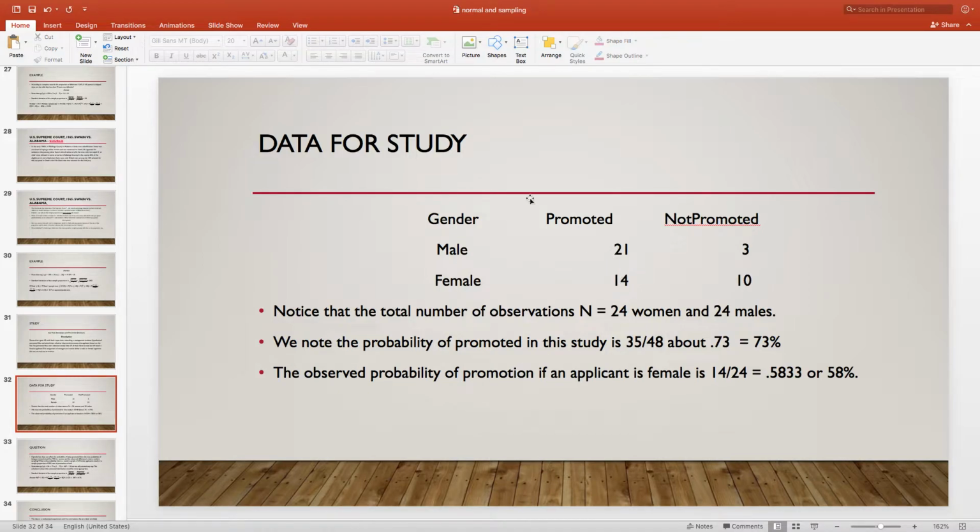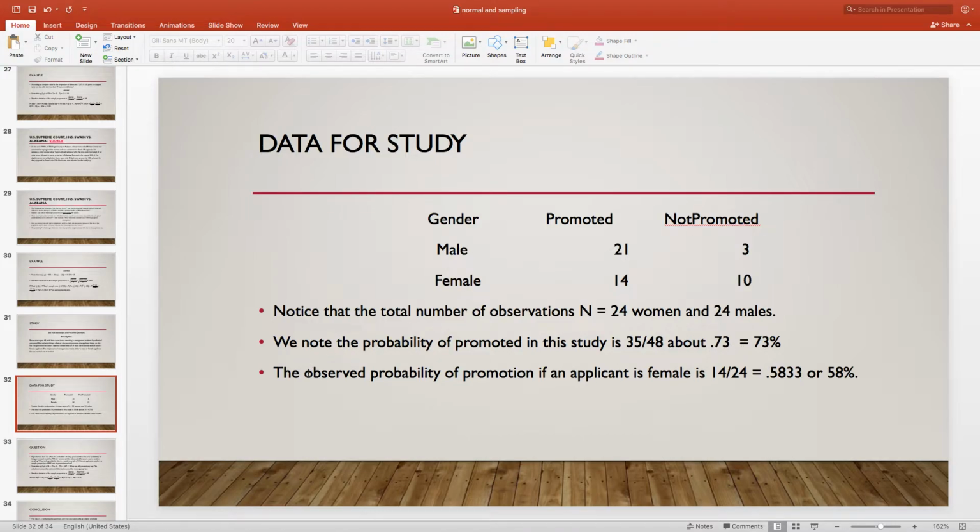Okay, so it shouldn't matter. Here my hypothesis is that being promoted should not matter based on gender. So if I look at how many were promoted versus not promoted, that's 21 plus 14, ignoring gender, which is 35 out of 48 or 73%.